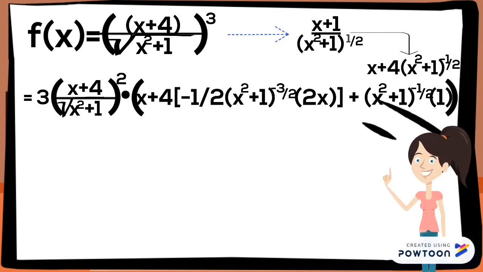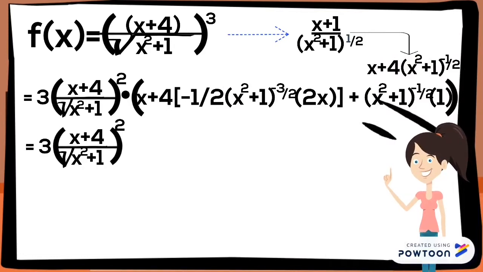For it to be easier, let's rewrite the inside function as (x + 4) over (x^2 + 1)^(1/2). It can be further rewritten as (x + 4) times (x^2 + 1)^(-1/2). The derivative of the inside will use the product rule.